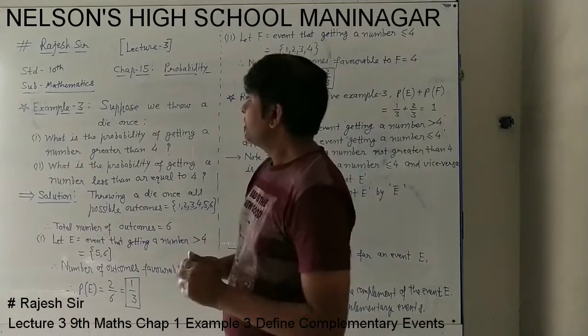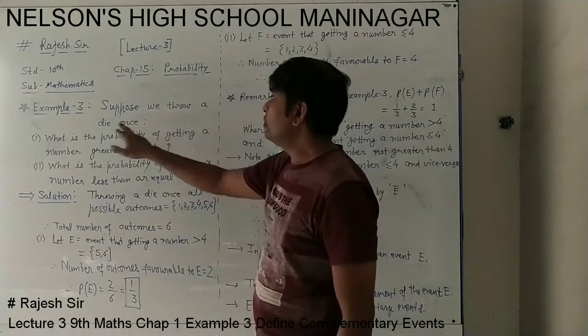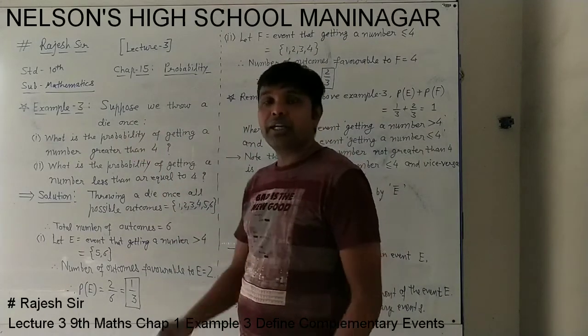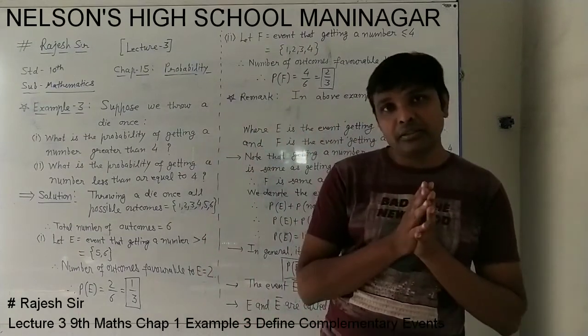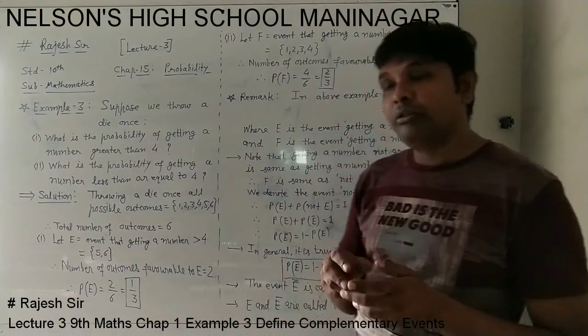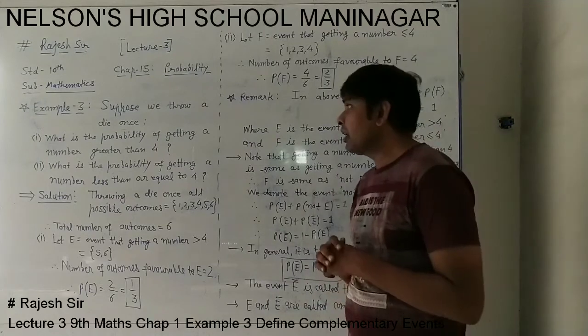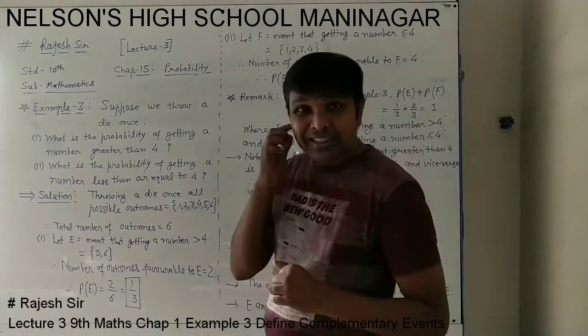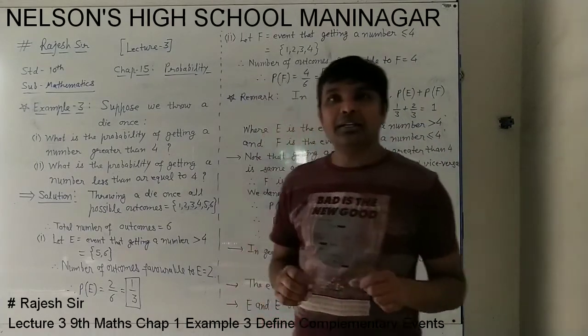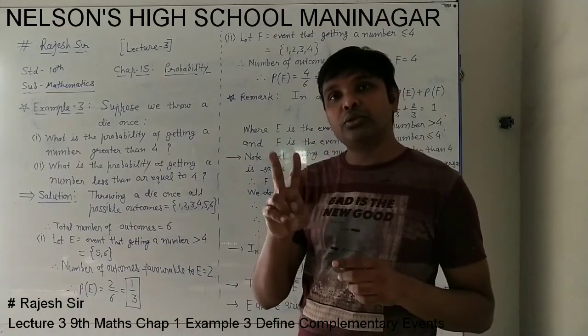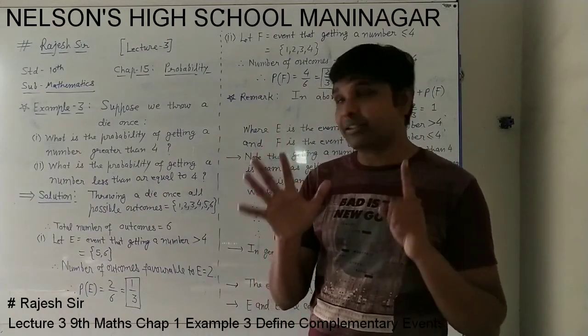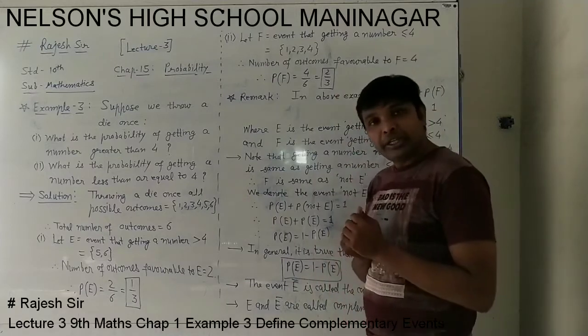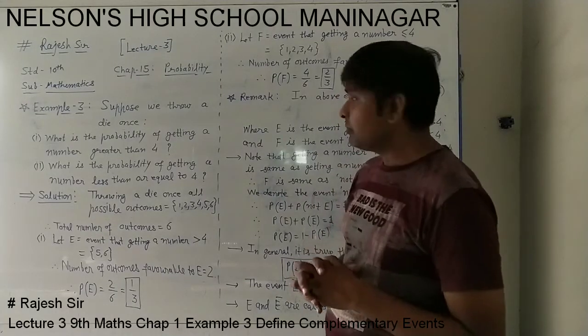After understanding examples 1 and 2 with some related definitions, we will now understand example 3. Suppose we throw a die once. A die has 6 surfaces and is cube shaped. We play with it in the Ludo game. You know that on the surfaces there are holes: on one surface 1, then 2, 3, 4, 5 and 6. This way we have the possibilities.